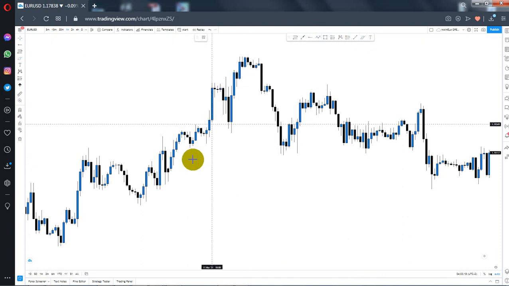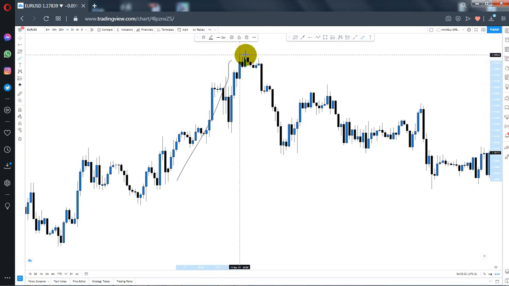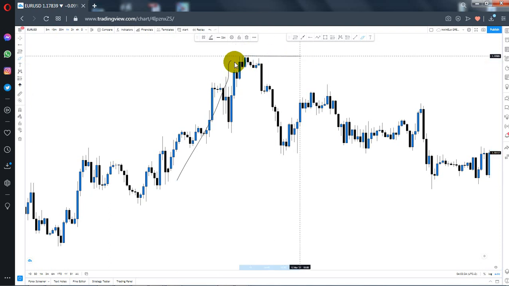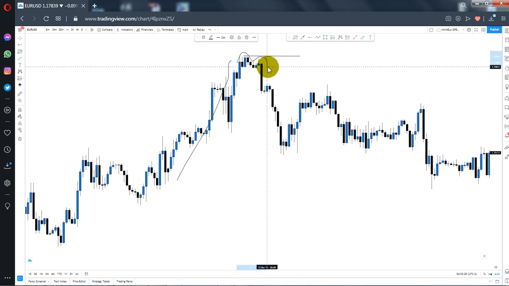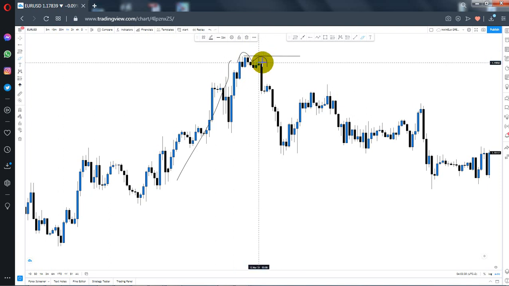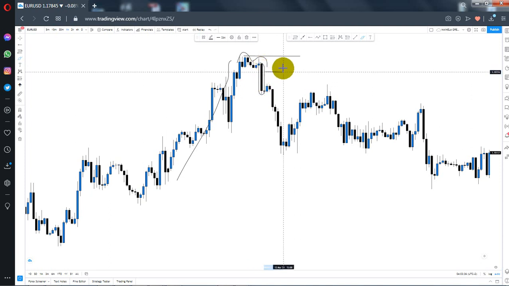As you can see, the market was in an uptrend until they reached the peak formation high, which is this one. As you can see, they give us a very beautiful M formation. Then look at the movement out of the pattern, which is the bearish engulfing candlestick.